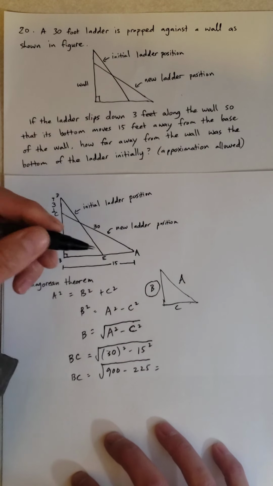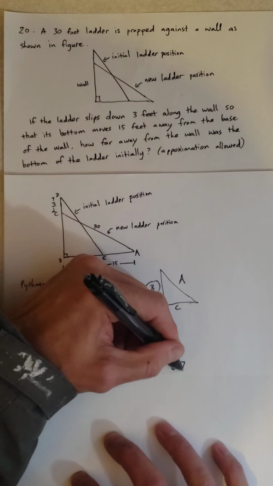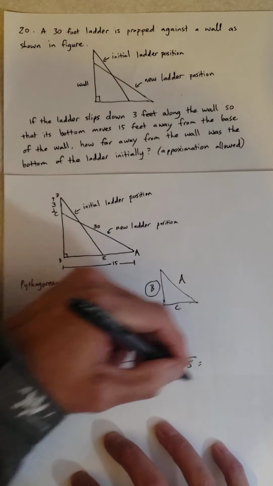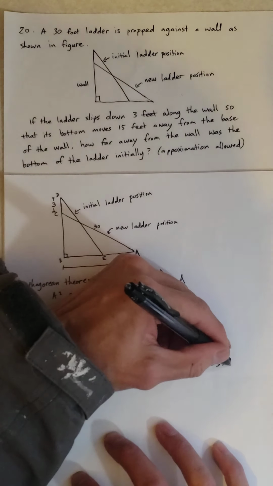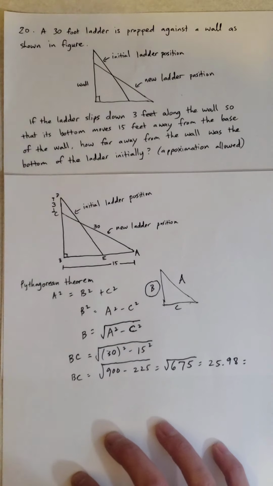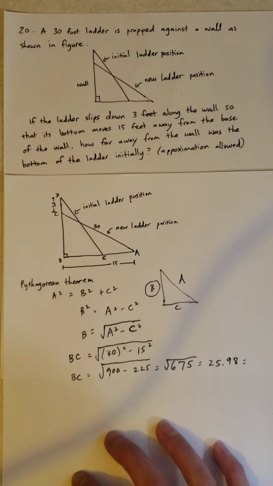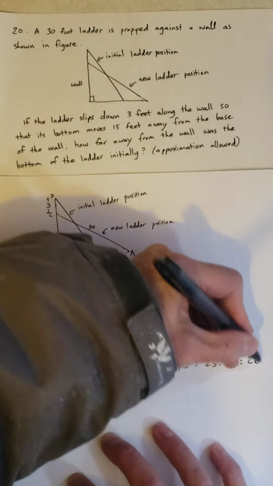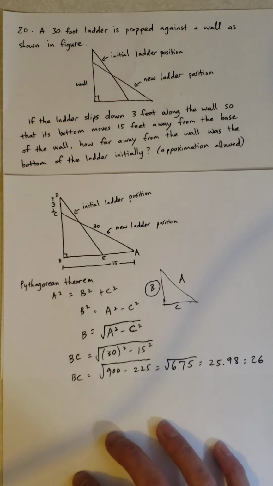Okay, this is going to equal 675. And if you use your calculator, you can get 25.98, which then will equal about 26. Okay? Hopefully that makes sense so far.